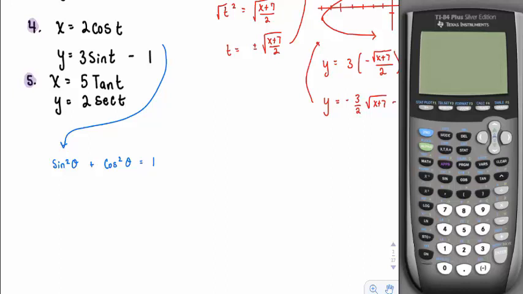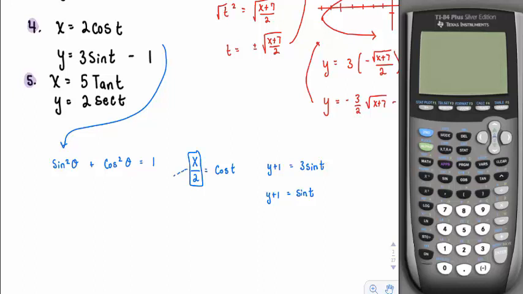So my first equation, x equals 2 cos t, I'm going to divide both sides by 2. So x over 2 is equal to cosine of t. The second equation is y plus 1 equals 3 sine t, and I'll divide both sides by 3. So I have these two equations for cosine and sine, and again, we're going to substitute these into my identity.